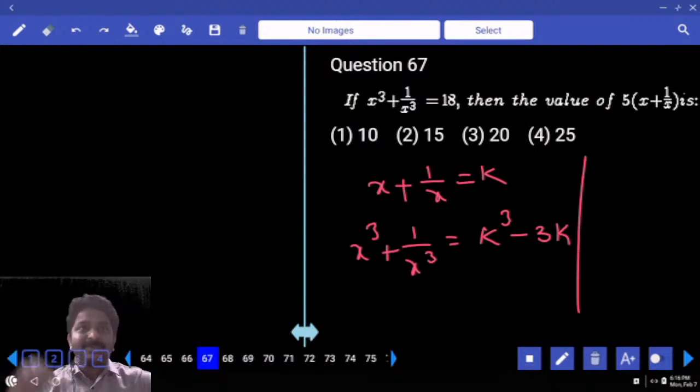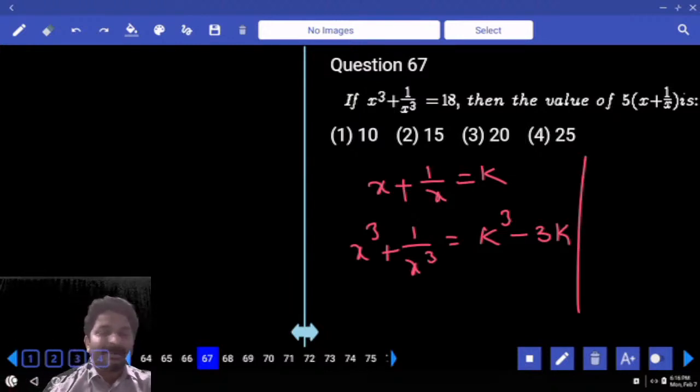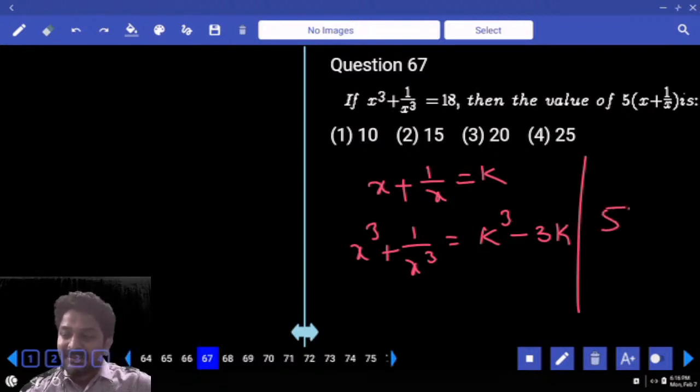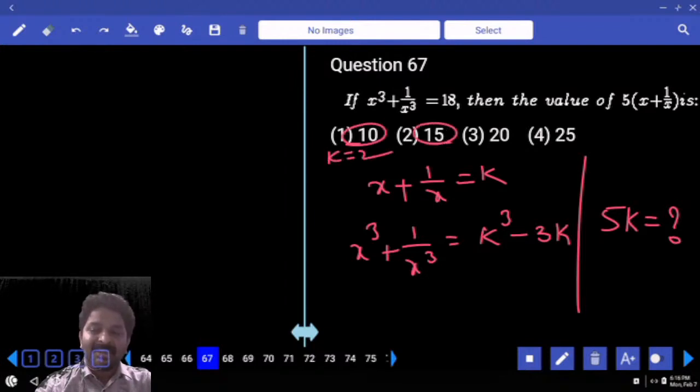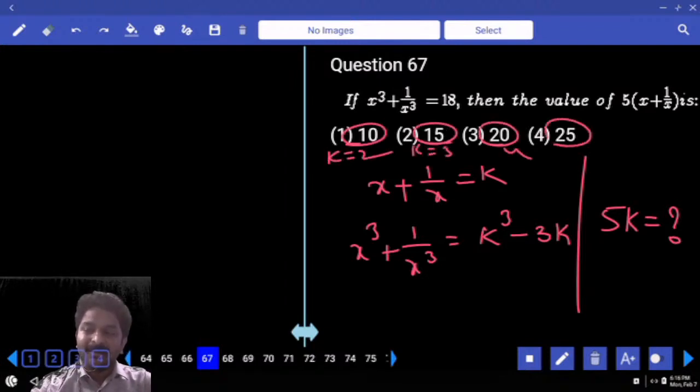And at the same time, observe your question also. We were asked to calculate 5 times of x plus 1 by x. That means 5k value, that's what we have to calculate. 5k value must always be a multiple of 5. All are 5 multiples only. So here what is the k value? 2. Here the k value? 3. And next one? 4. Next one, 5. Let's substitute values and get the answer.